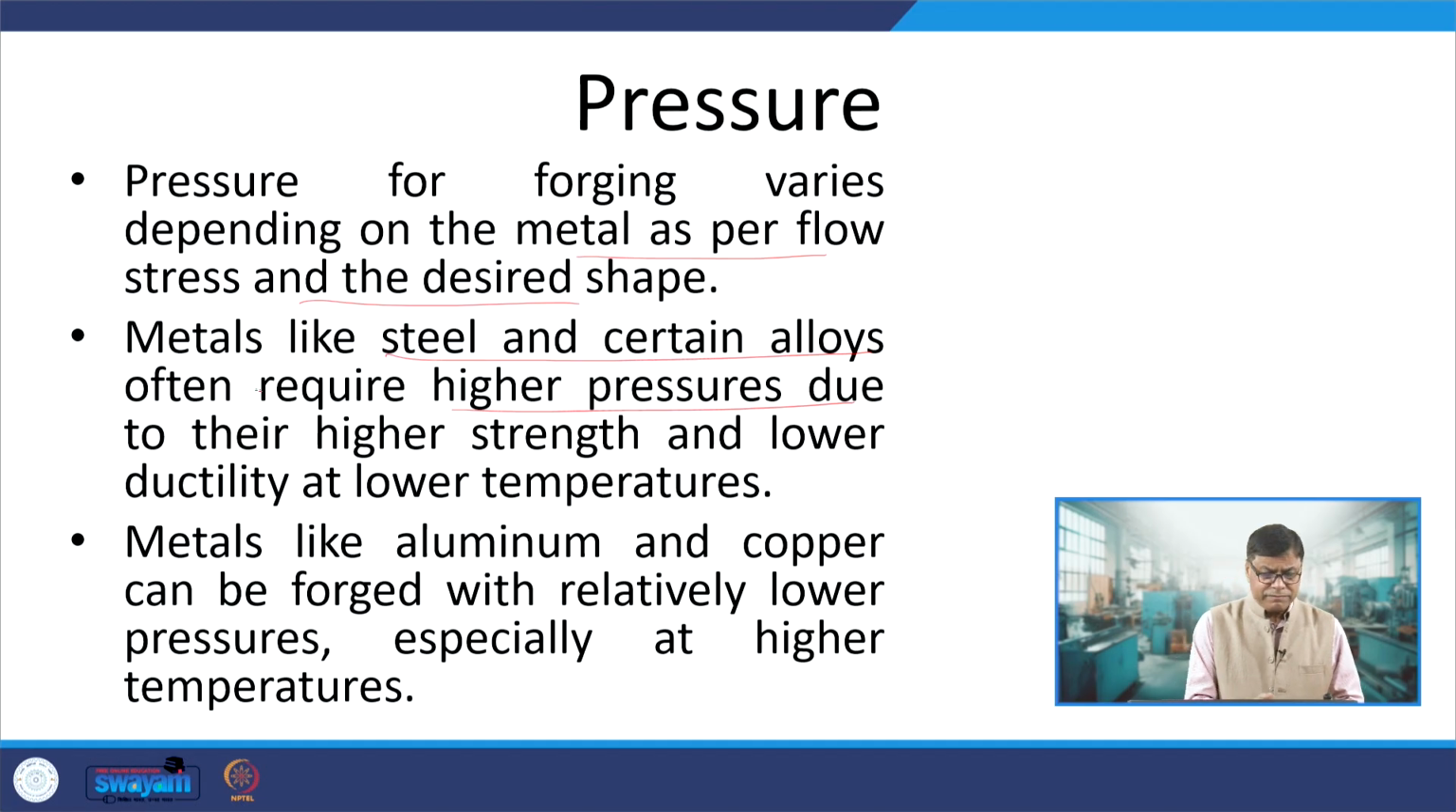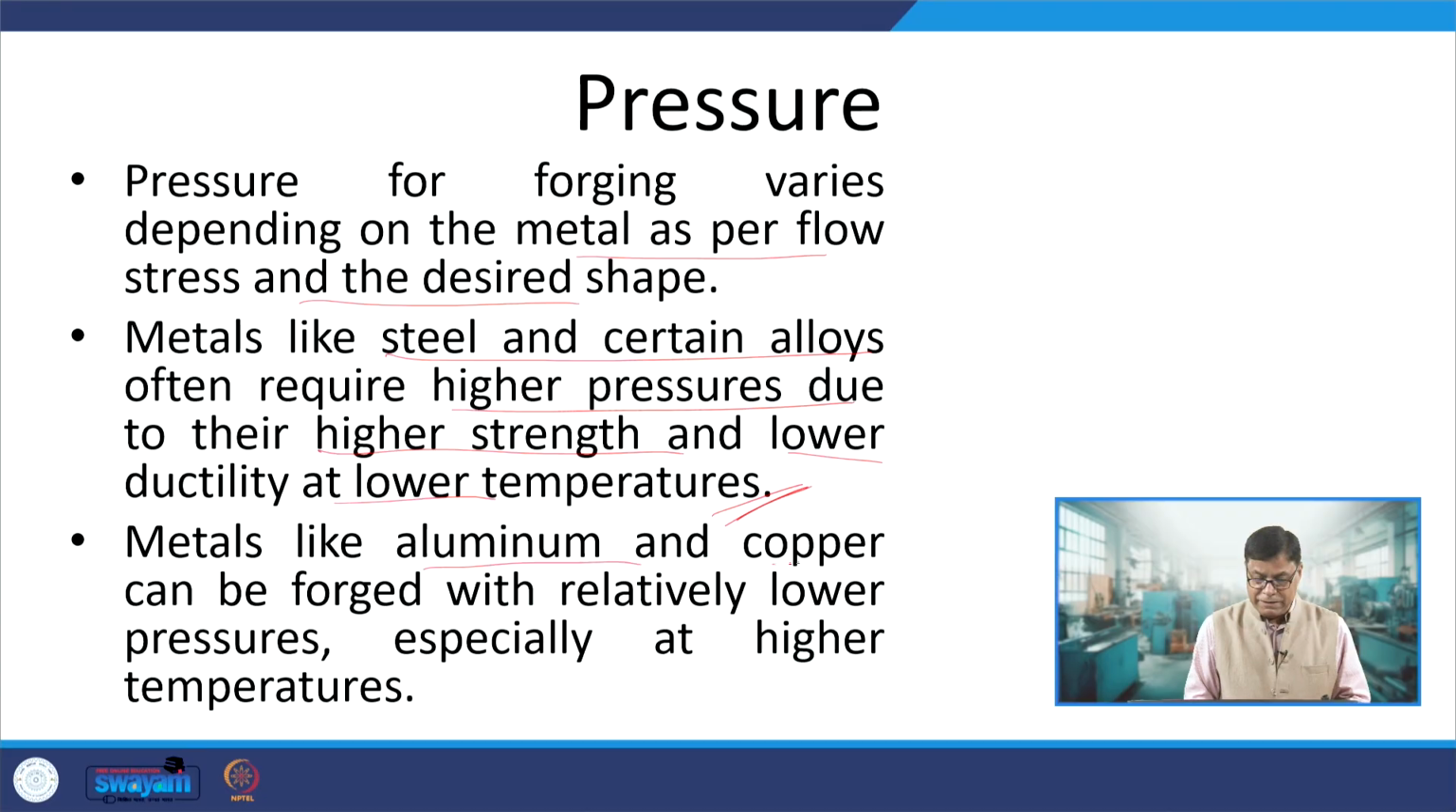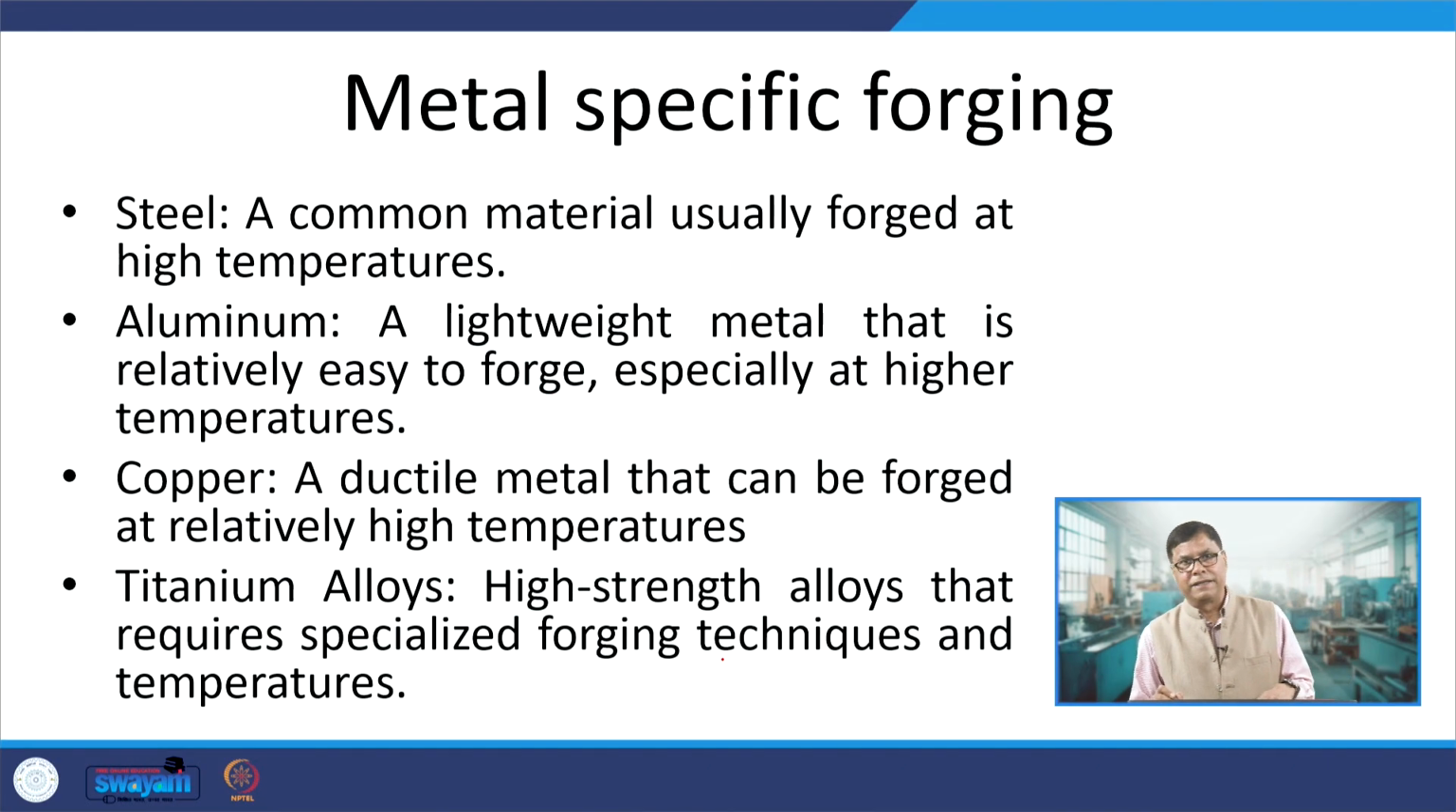So, metals like steel and other alloys often require higher pressures due to the higher strength and lower ductility, especially at low temperature. If we increase the temperature of forging, then the pressure requirement will be reduced and flowability will be enhanced. So, metals like aluminum and copper can be forged with relatively lower pressures, especially when they are hot.